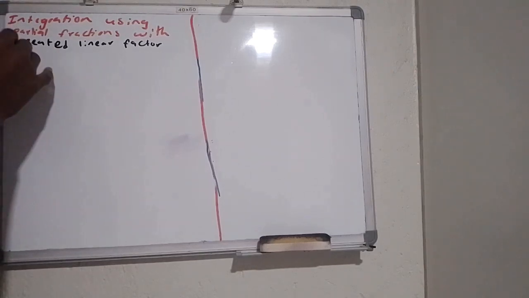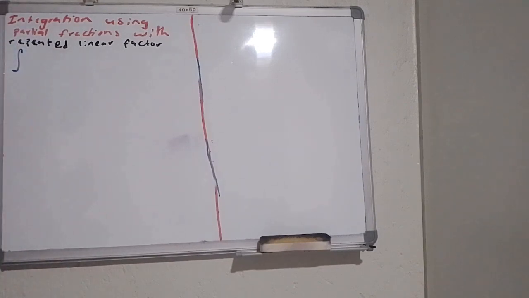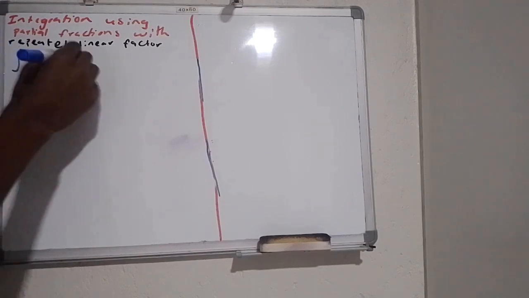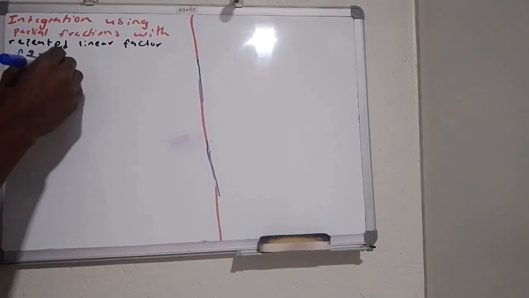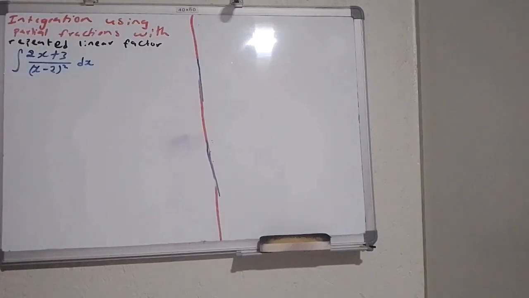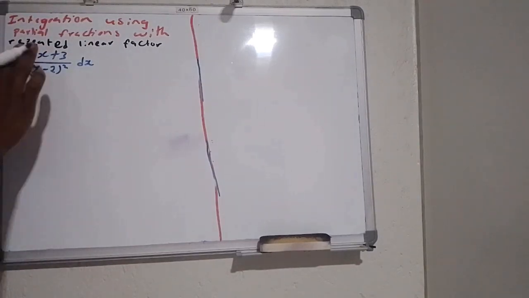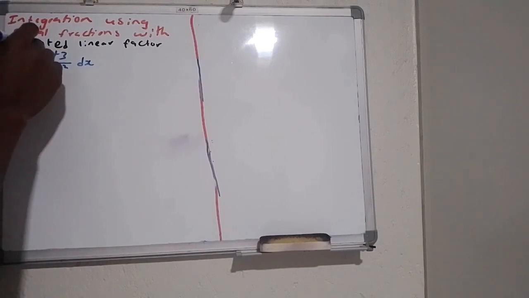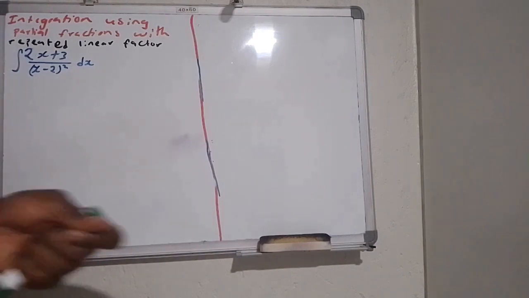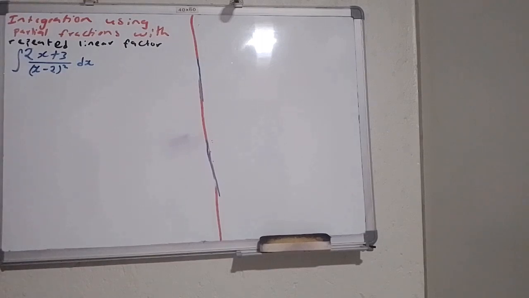So in this case, we are given a simple example. They say integrate 2x plus 3 all over x minus 2 squared in terms of x. Let me just write my 2x well so that it's visible: 2x plus 3 all over x minus 2 squared, in terms of x. So now, what are we going to do? We are using partial fractions.